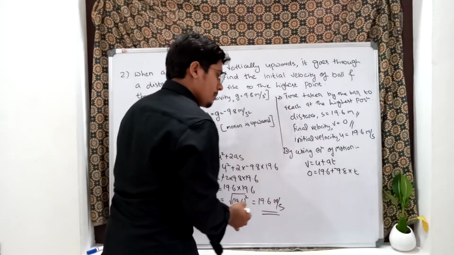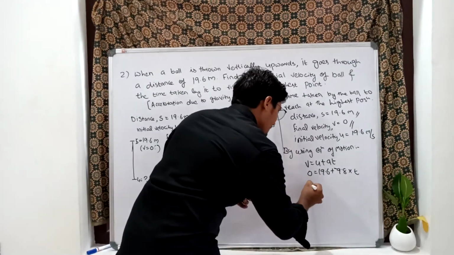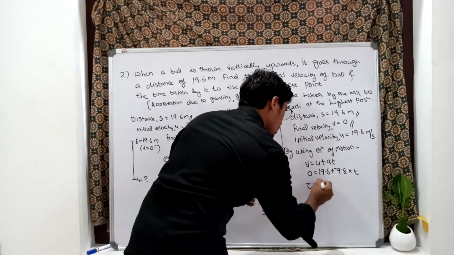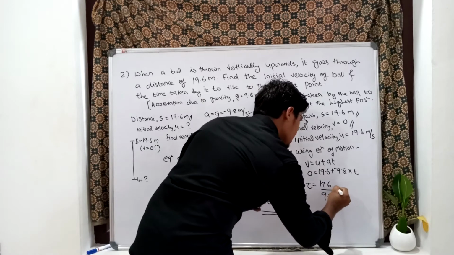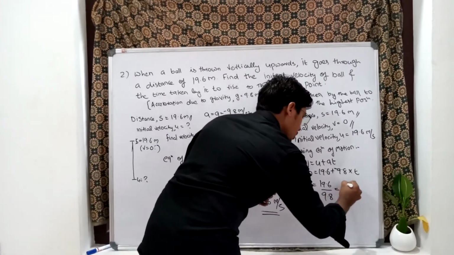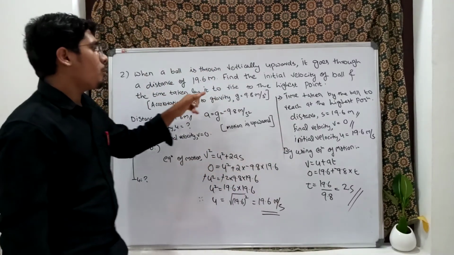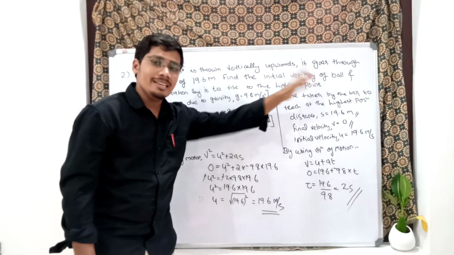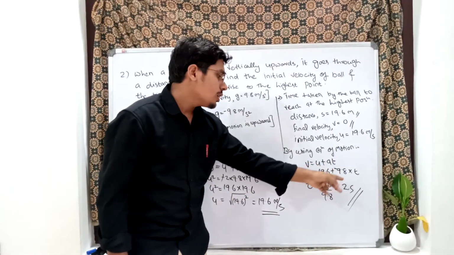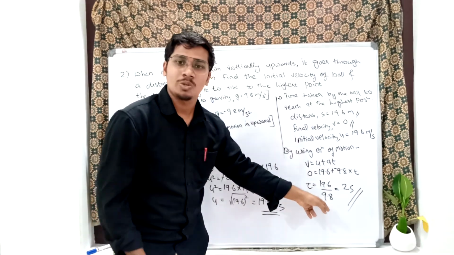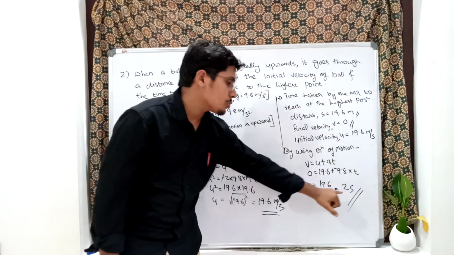So my dear friends, by interchanging here and there, we will get that t equal to 19.6 by 9.8, which is equal to 2 seconds. So the time taken by the ball to reach the highest position is 2 seconds. We can ignore this negative because in the case of time there is no negative. So the time taken by the ball to reach the highest position is 2 seconds.